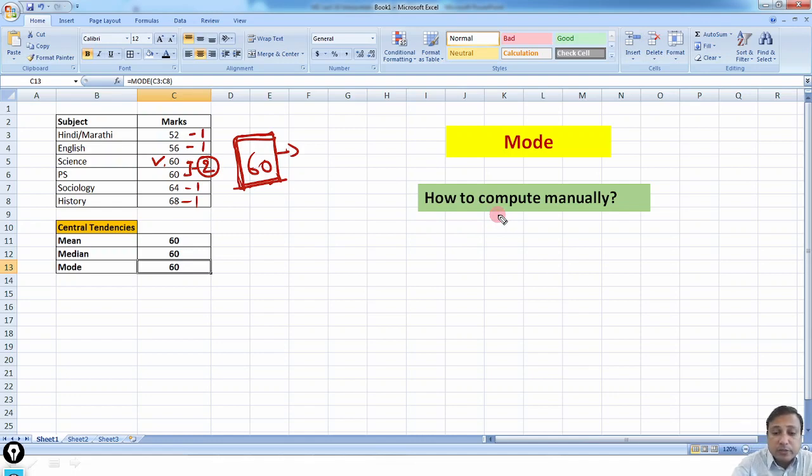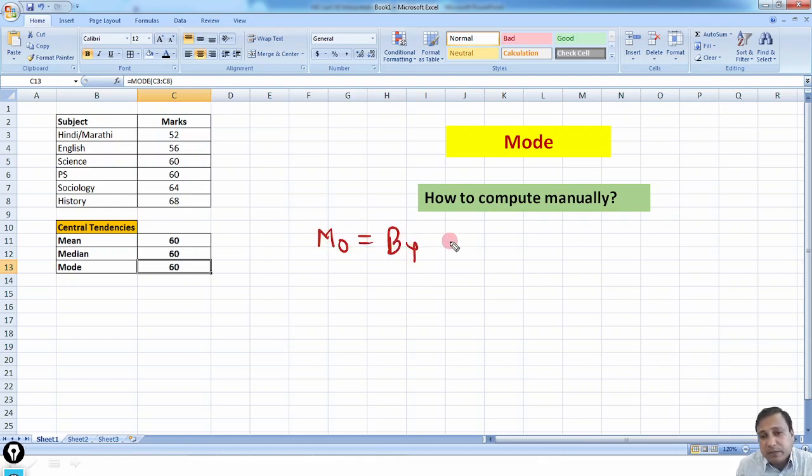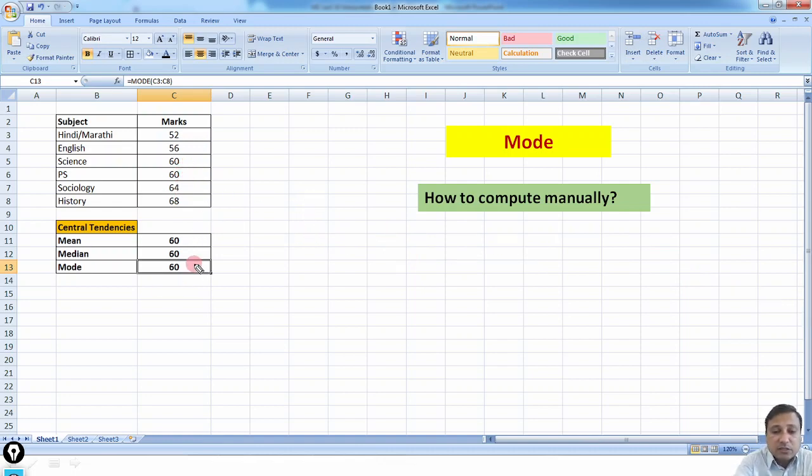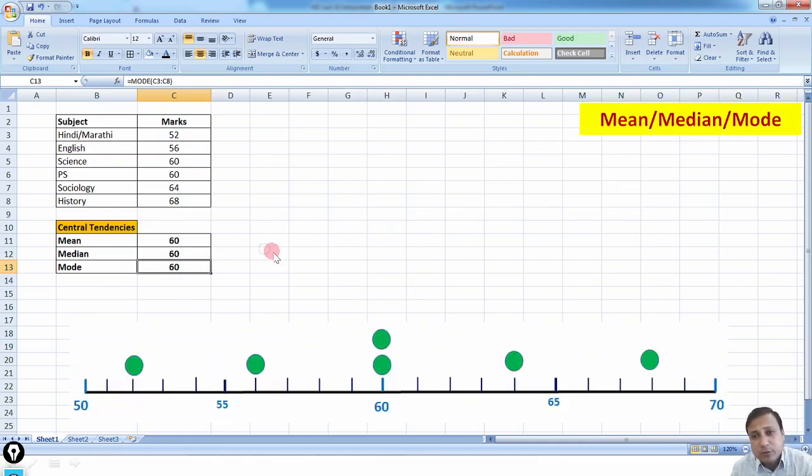Now how to compute it manually? To compute it manually, the formula is mode is equal to simply by observation. So observing these values, I can find that yes, 60 is with the highest frequency. That is why mode is 60. So this is the way that we compute mode.